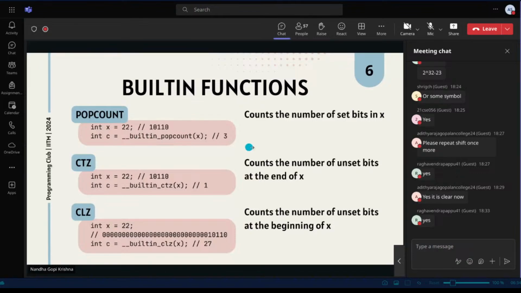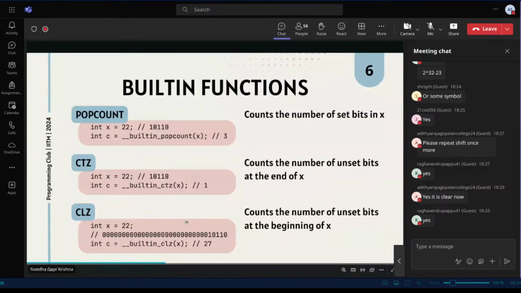Some of the more important ones are popcount. What popcount does is it counts the number of set bits in X. There's also count trailing zeros, which counts the number of unset bits at the end of X. That is the number of trailing zeros. As you can see, trailing means the end. There's also count leading zeros, CLZ, which counts the number of unset bits from the beginning of X, as in the number of zeros until the first one in the beginning of X.